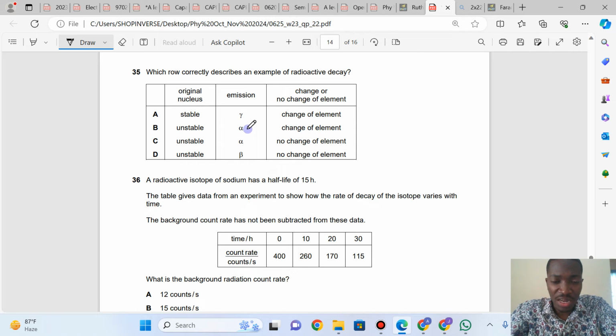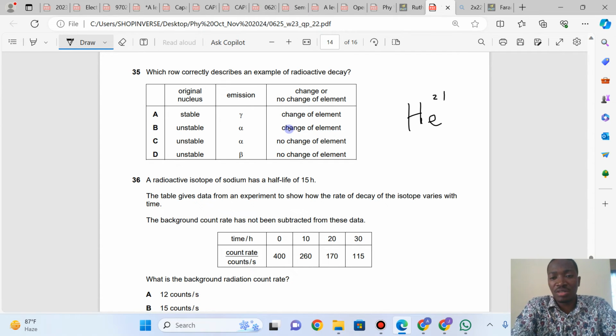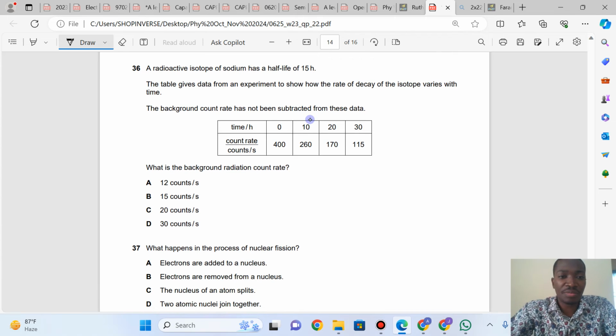If an element loses an alpha particle, of course there will be a change in elements because an alpha particle is a helium nucleus, helium that has a charge of 2 plus, 2 protons and 2 neutrons. That simply means there will be a change. That makes B. Original nucleus is unstable. Once it emits an alpha particle, there will be a change in the element. It becomes another element once an alpha particle is emitted from the nucleus.